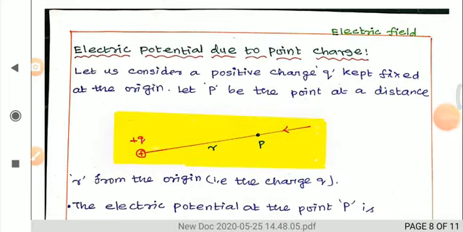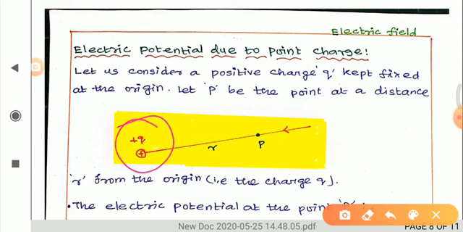Now, let us see that diagram. Okay, so understand this concept of electric potential. We are taking the source charge, that is equal to plus Q. From this charge plus Q, we are considering at a distance of R another point, that is equal to P. So at this point, what is the amount of electric potential that will be produced? That is what we are going to discuss here.